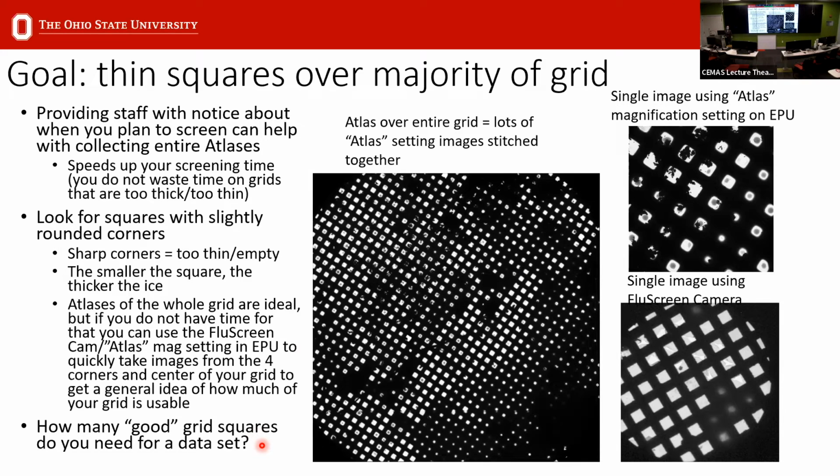And again, it's also sample dependent, because you can have a lot of good squares, but how many usable holes per square and how many particles per image do you have? So again, it's going to take some careful screening and not just a simple counting of grid squares to make sure to move on to the Krios.